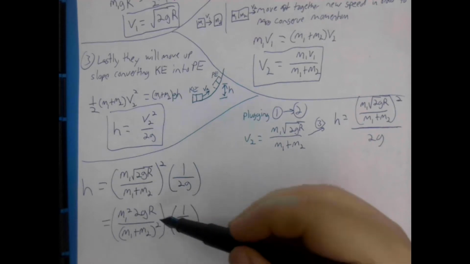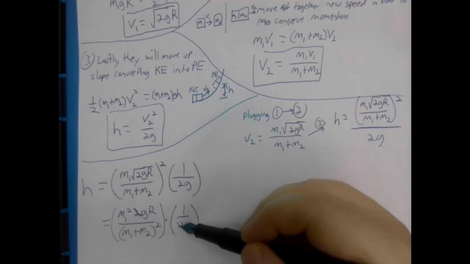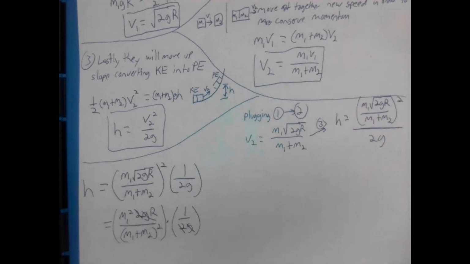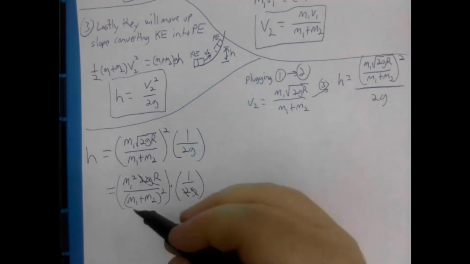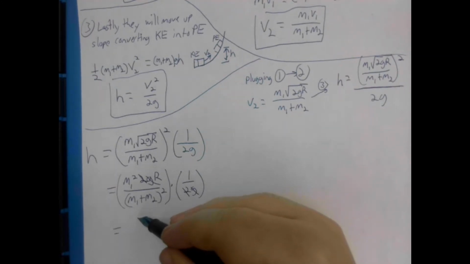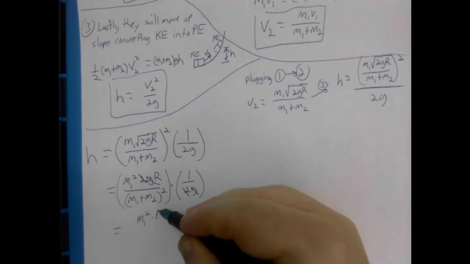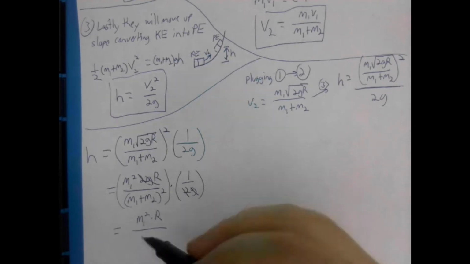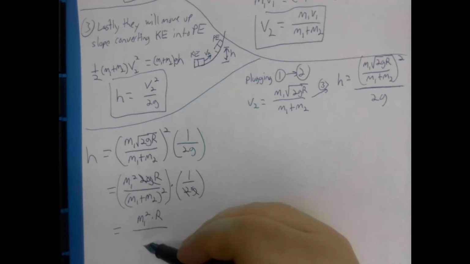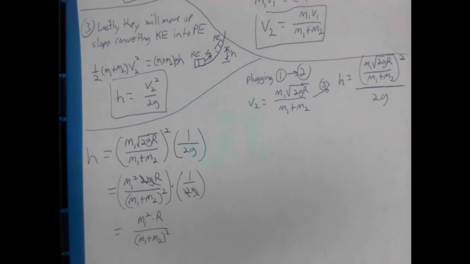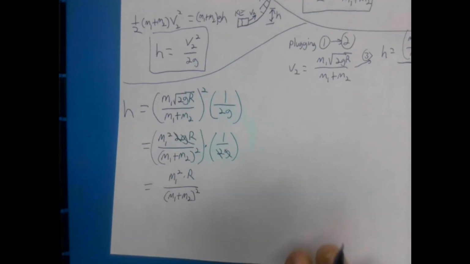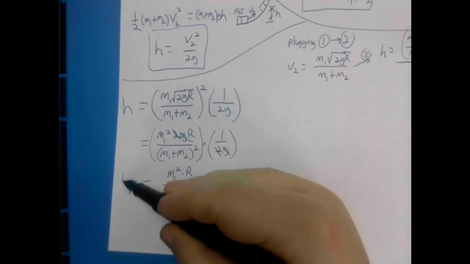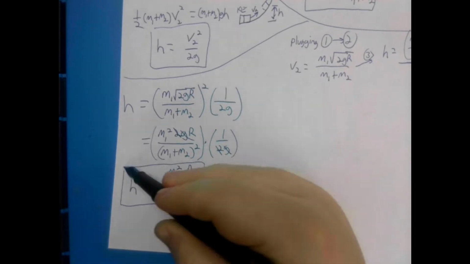So this 2 and this g cancel each other out. And so I'm left with m1 squared times r divided by m1 plus m2 squared. And this could be an acceptable final answer.